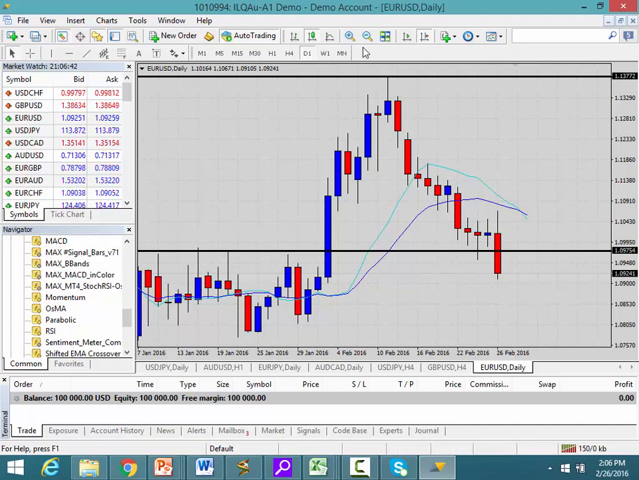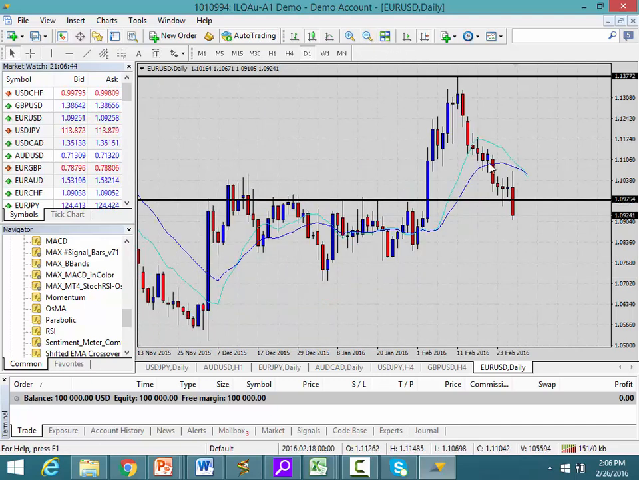Okay, you can see that it's showing that the euro wants to start dipping down. So we're seeing strength in the dollar. It means the dollar is getting stronger, the euro is getting weaker.